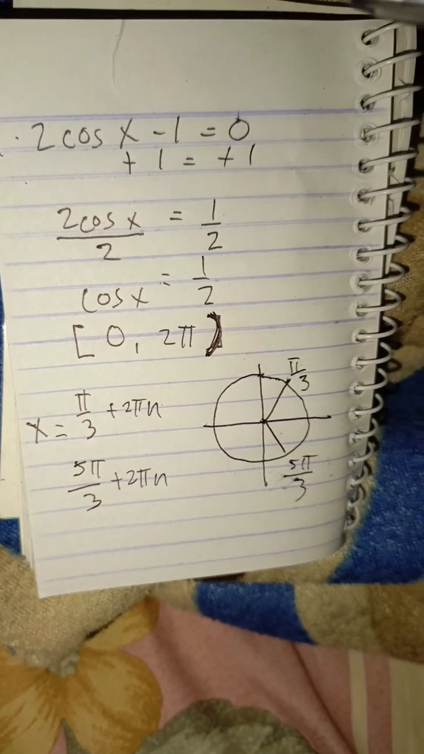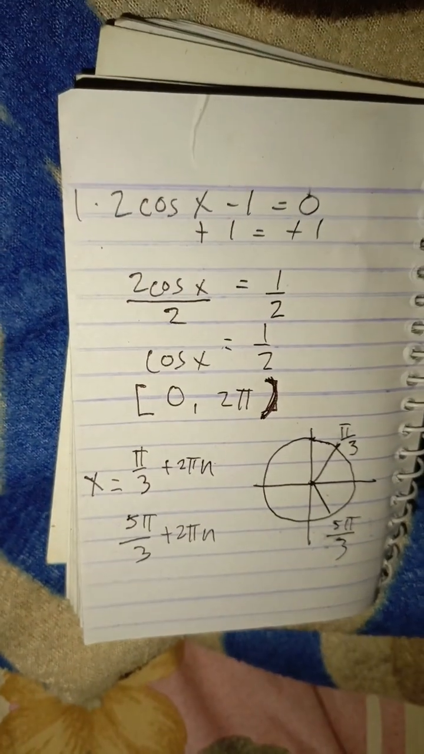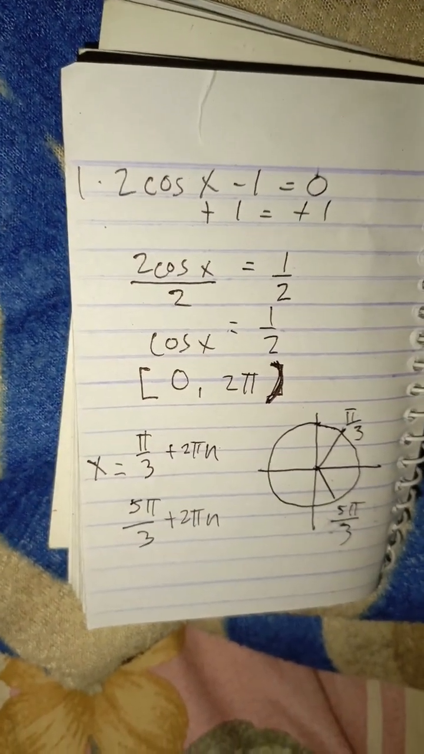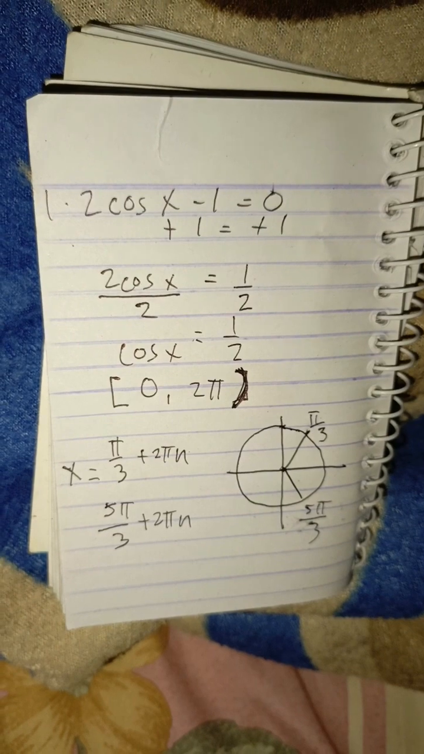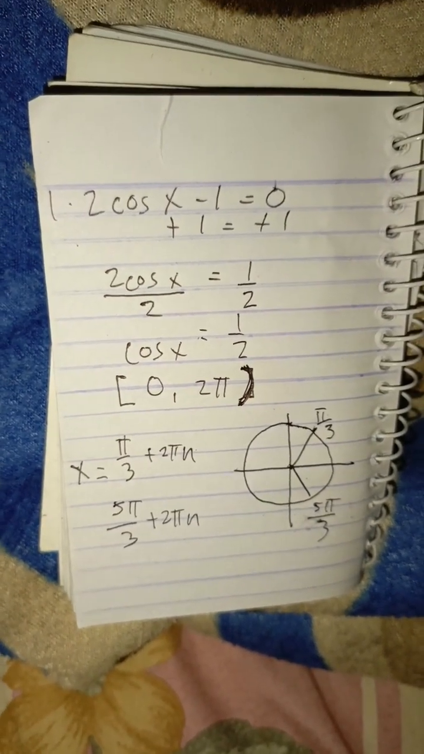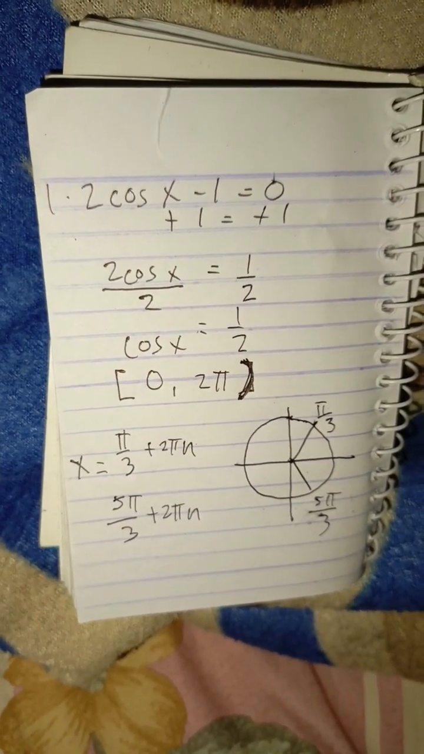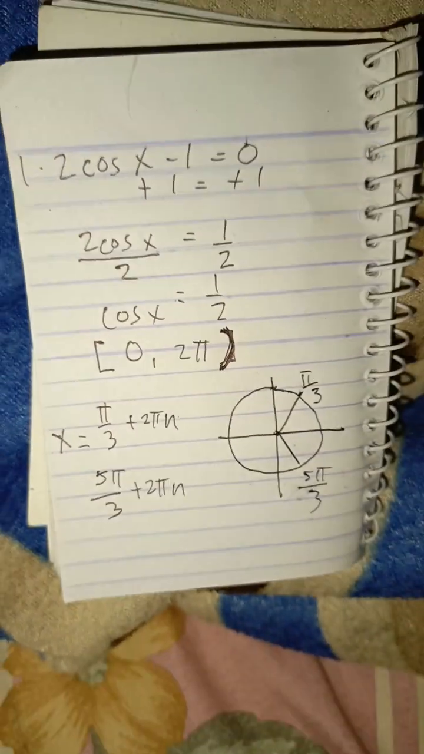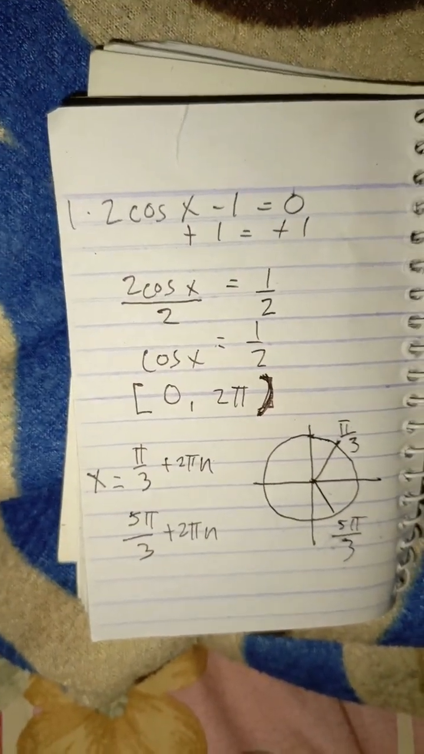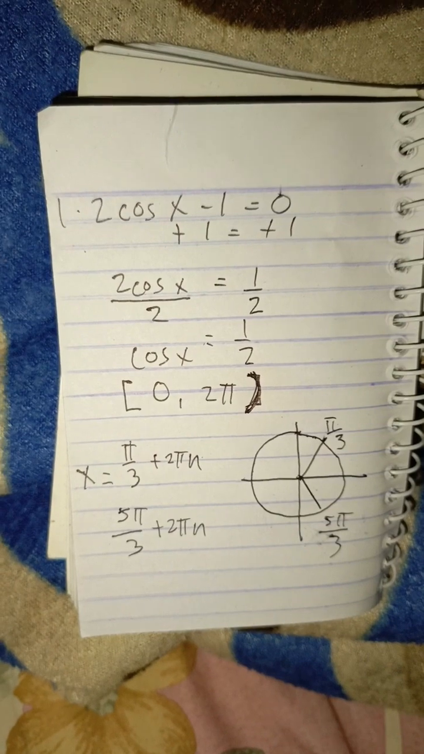Good day everyone. Now we're going to talk about how to solve trigonometric equations with general solutions and using the interval of 0 to 2 pi. Now we're going to solve a cosine equation.